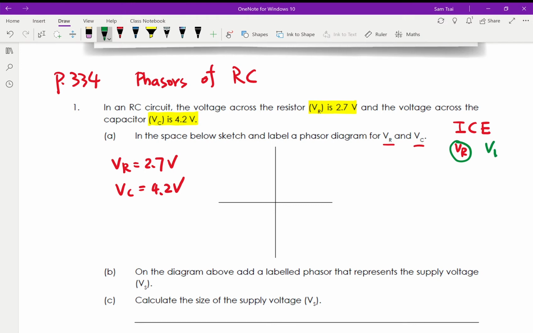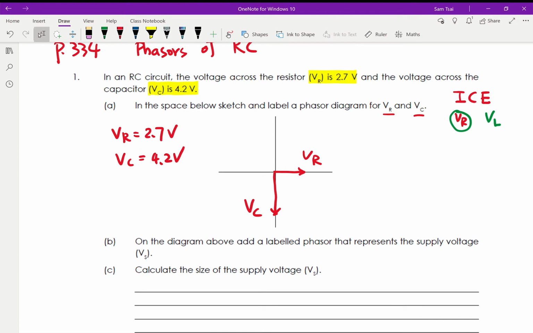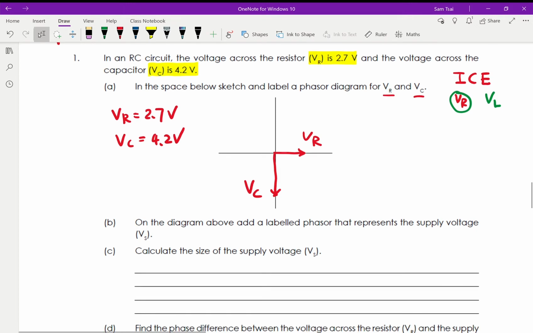So we know VR leads VC. Okay, so if this is VR, VR is 2.7, so probably make it shorter. So this is VR. And it leads the VC, so VC is longer. Okay, so VC is here, roughly. You can see that VR is shorter and VC is longer. So this is question one. Use ICE.